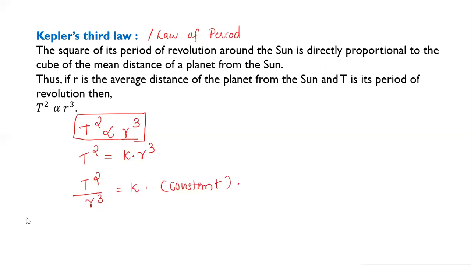Law of orbit means the orbit of the planet is an ellipse with the sun fixed at one of the foci. Second law is known as law of equal area. That is, the line joining the planet and the sun sweeps equal areas in equal intervals of time. Third law is T square proportional to R cube. That is, square of period of revolution is directly proportional to cube of mean distance of the planet from the sun. I hope Kepler's law is clear to you.